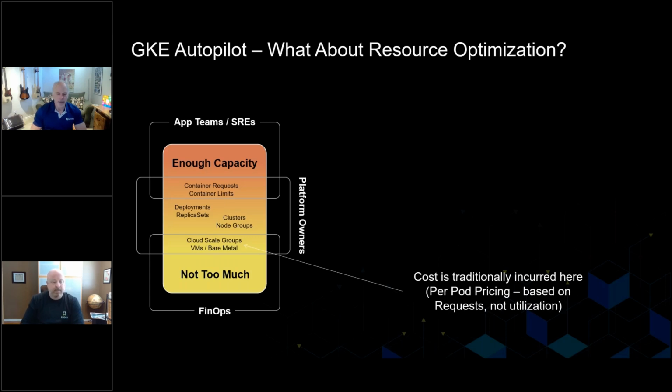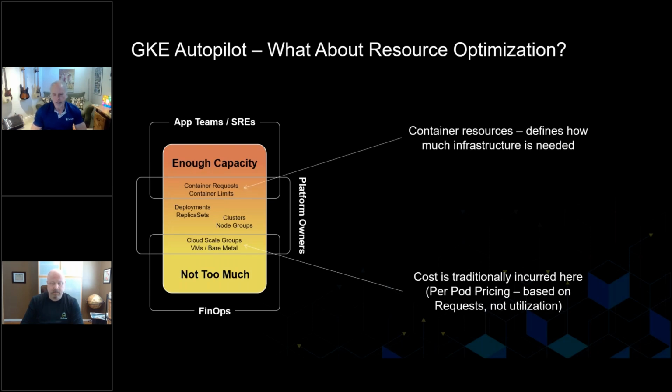At the FinOps, or at least at the node level, the cost is traditionally incurred here. Now with GKE Autopilot, as we've been talking about, the per pod pricing is the model that they use. But it is based on the requests, not utilization. If you are specifying a whole bunch of extra requests for resources that you are not using, you are going to overpay in this model or any model. So it is still something to be cognizant of.